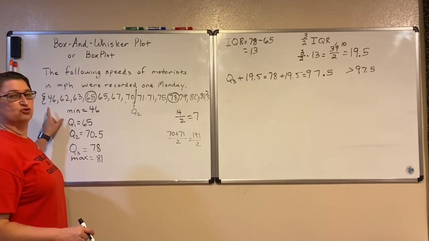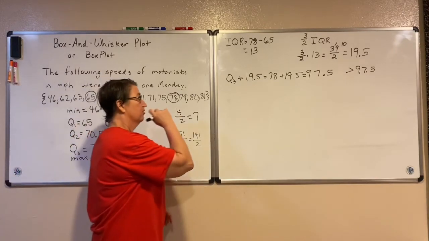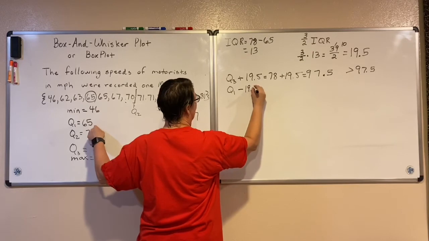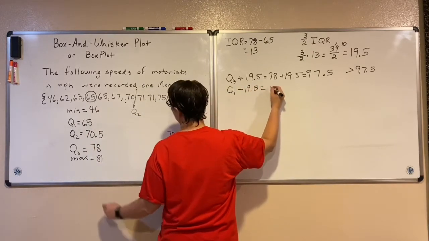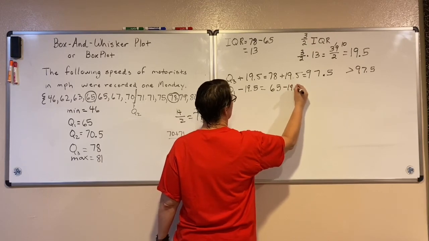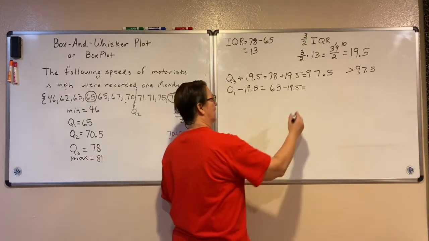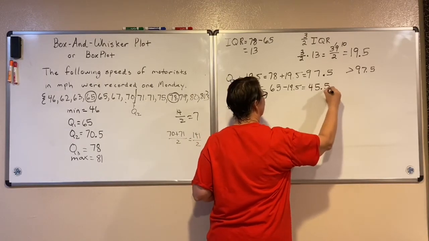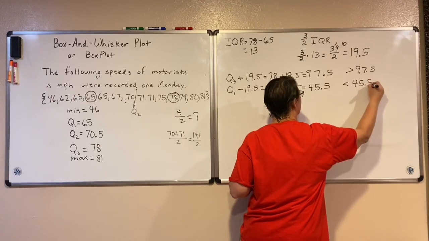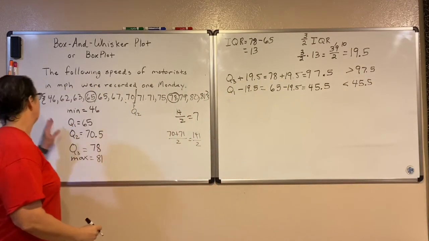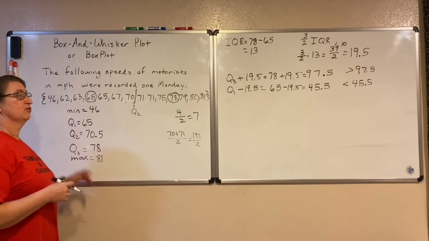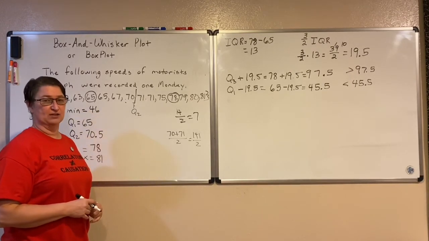See if this 46 is too slow, if we consider him an outlier. So we take this time our Q1, that bottom quartile, and subtract off the 19.5, 1.5 of those IQRs. So my Q1 is 65, and I'm subtracting almost 20, so it's going to take me down to almost 45, but not quite. So 45.5. So anyone who's traveling less than 45.5 is going to be an outlier. Oh, so that 46 is not an outlier. It's barely not an outlier, but by our definition, that's not too slow. So we don't have any outliers for this particular box plot.